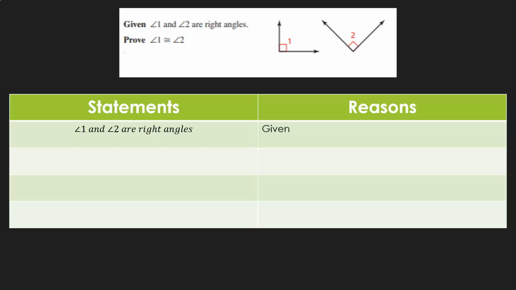Then I know that because they are right angles, their measures have to be 90 degrees. So that's my next slide. The measure of angle 1 is 90 degrees. The measure of angle 2 is also 90 degrees because this is the definition of right angles. That's what it means to be a right angle. You have a measure of 90 degrees.